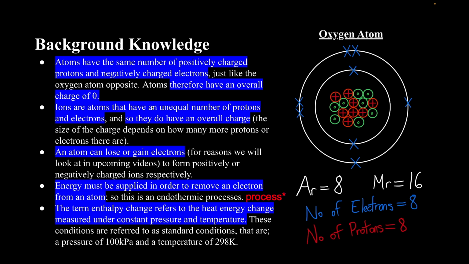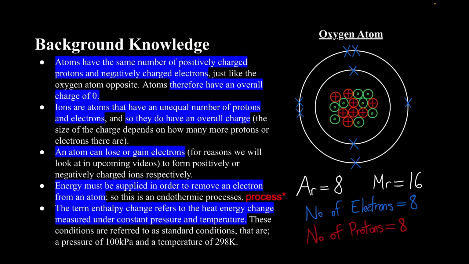Ions are atoms that have an unequal number of protons and electrons, and so they do have an overall charge, and the size of the charge depends on how many more protons or electrons there are. So if we had an atom containing 2 more protons than it did electrons, that atom would be positively charged and it would have an overall charge of plus 2. If we had another atom which had 3 more electrons than it did protons, that would be a negative ion with an overall charge of 3 minus, or negative 3.